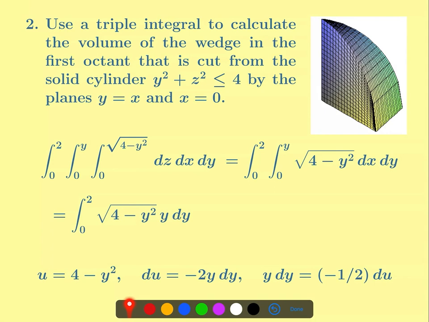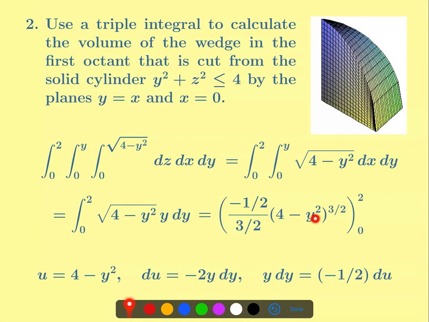We're going to get u to the 3/2, because u to the 1/2 is what we're integrating. We get u to the 3/2 over 3/2, times the minus 1/2. You remember u is 4 minus y squared. So we have 4 minus y squared to the 3/2 over 3/2, and the minus 1/2 that came from here. So this is just going to be minus 1/3. And we want to evaluate this from 0 to 2.